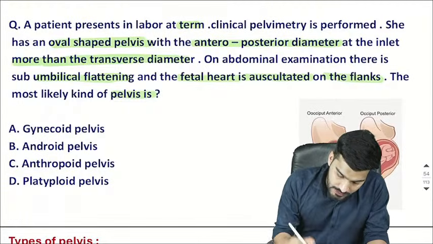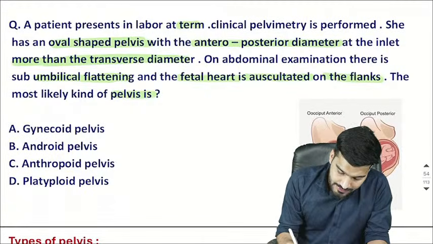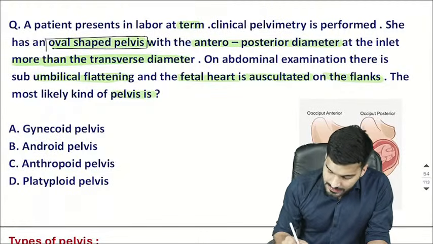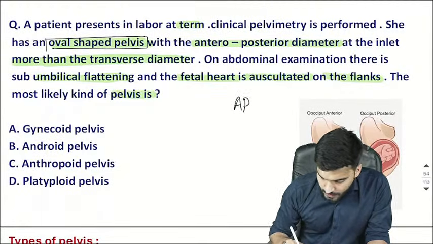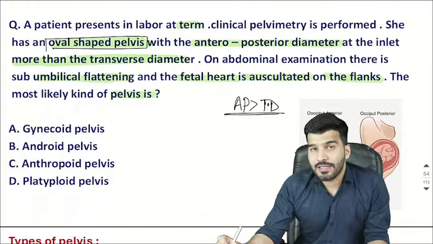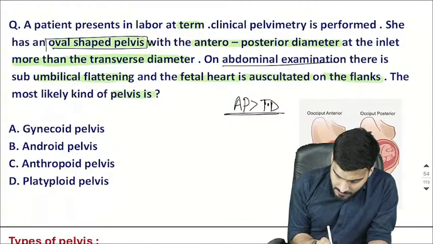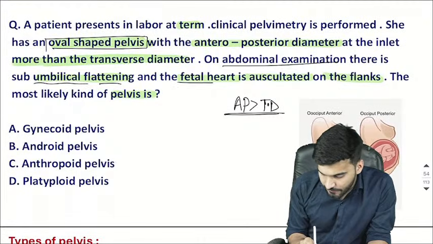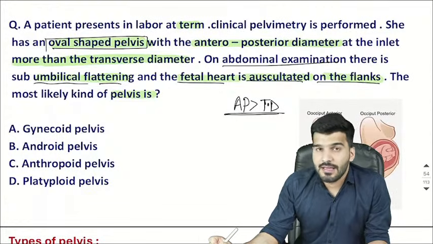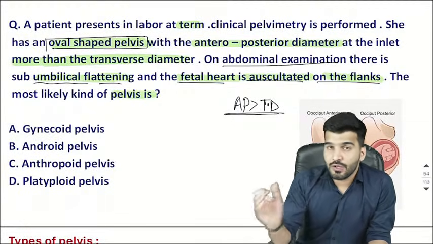Whenever a clinical case is in front of you with the following findings, finding number one is an oval-shaped pelvis. Number two, the antero-posterior diameter is more than the transverse diameter. Followed by that, on abdominal examination, there is a subumbilical flattening and the fetal heart is auscultated on the flanks. When a fetal heart is auscultated on the flanks, it suggests the occipito-posterior position. That means the occiput is on the posterior side.